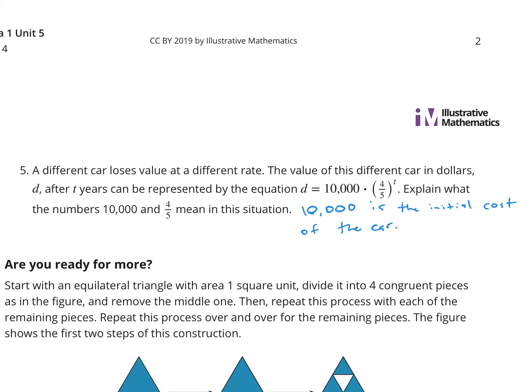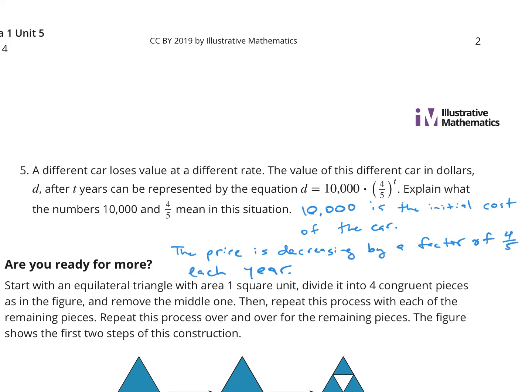And then 4/5 tells us that the price is decreasing by a factor of 4/5 each year.